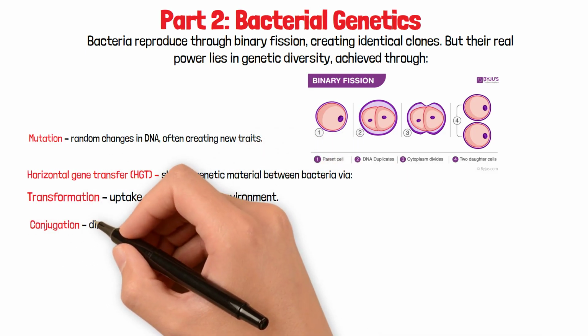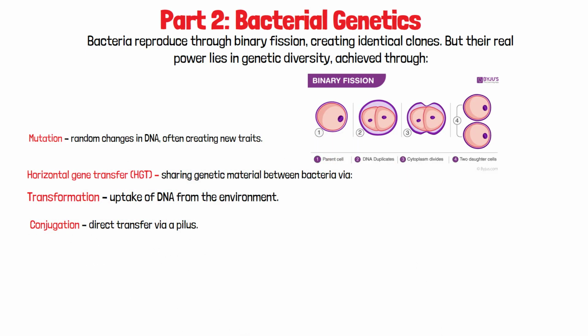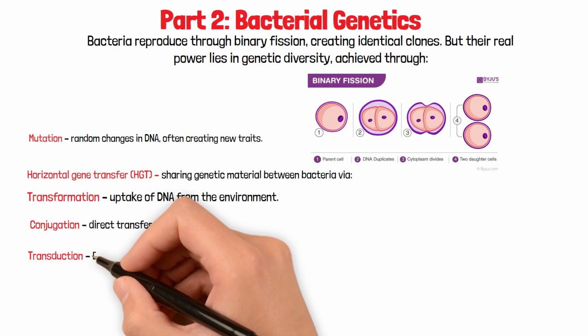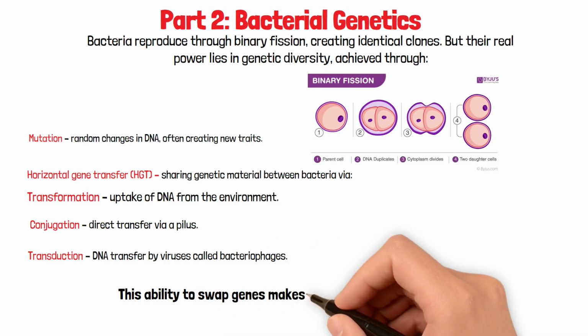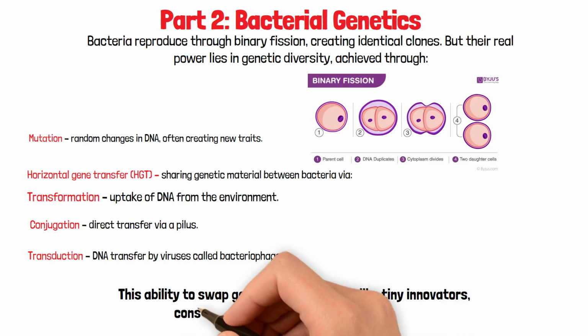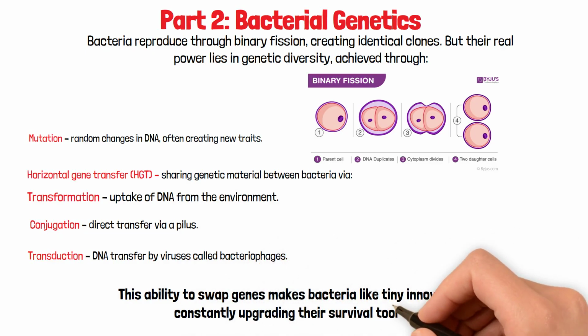Conjugation, direct transfer via pili. Transduction, DNA transfer by viruses called bacteriophages. This ability to swap genes makes bacteria like tiny innovators, constantly upgrading their survival toolkit.